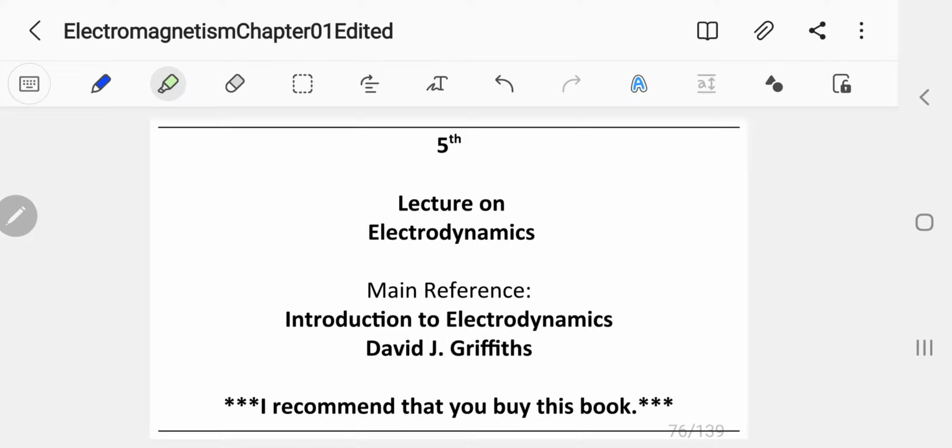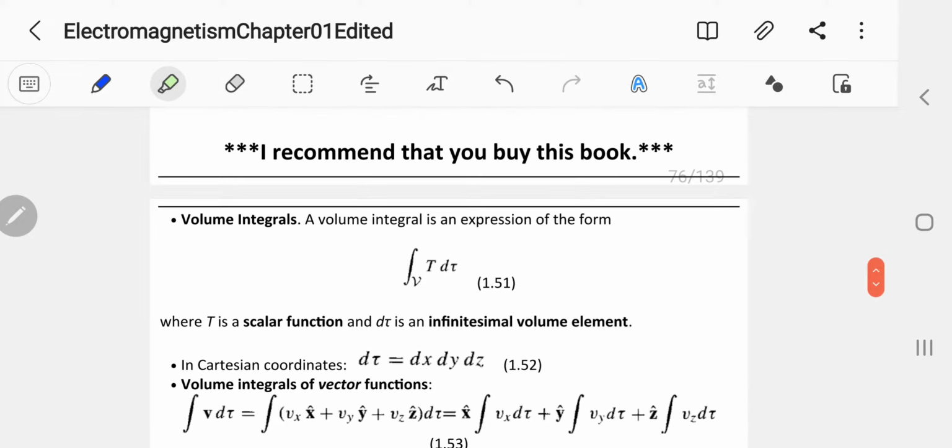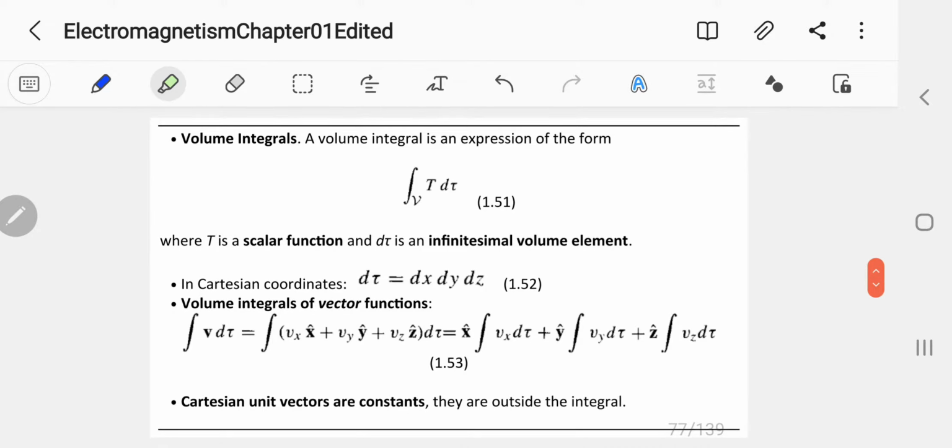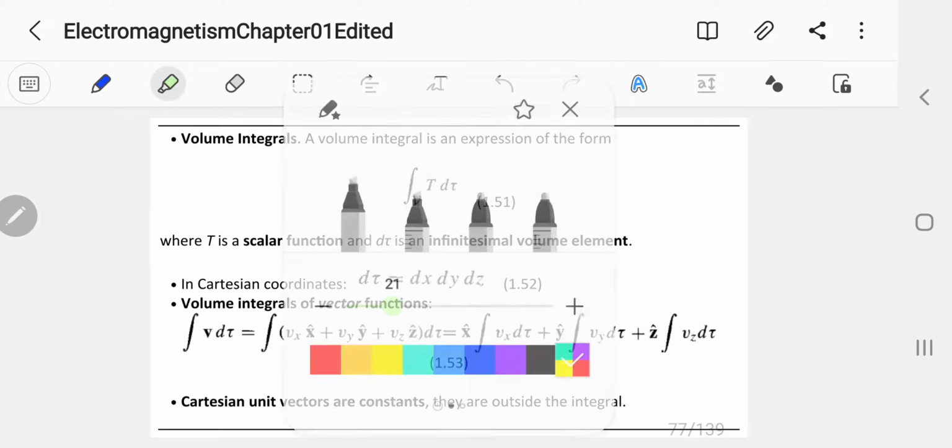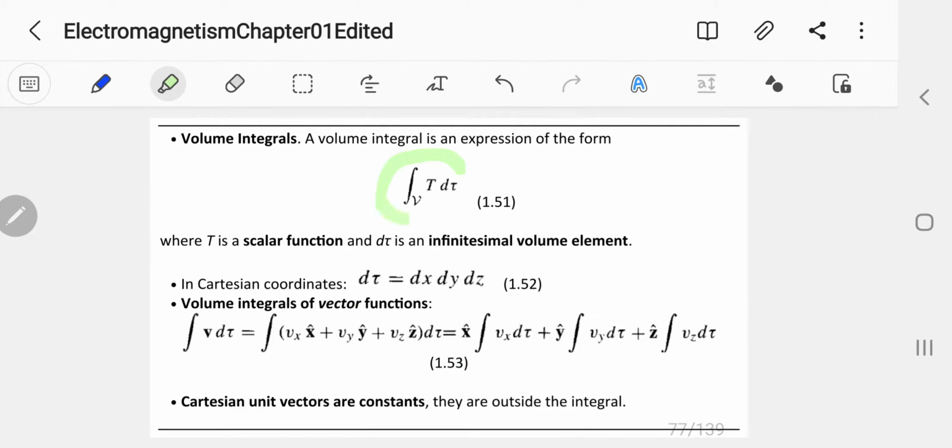So we have studied line integrals and surface integrals. Now we move on to volume integrals. In the volume integrals, you have an expression of the form: an integral of a function T, which could be multivariable, integrated with respect to an infinitesimal volume element d tau, and d tau, in a Cartesian coordinate system, is just the product of dx, dy, and dz.